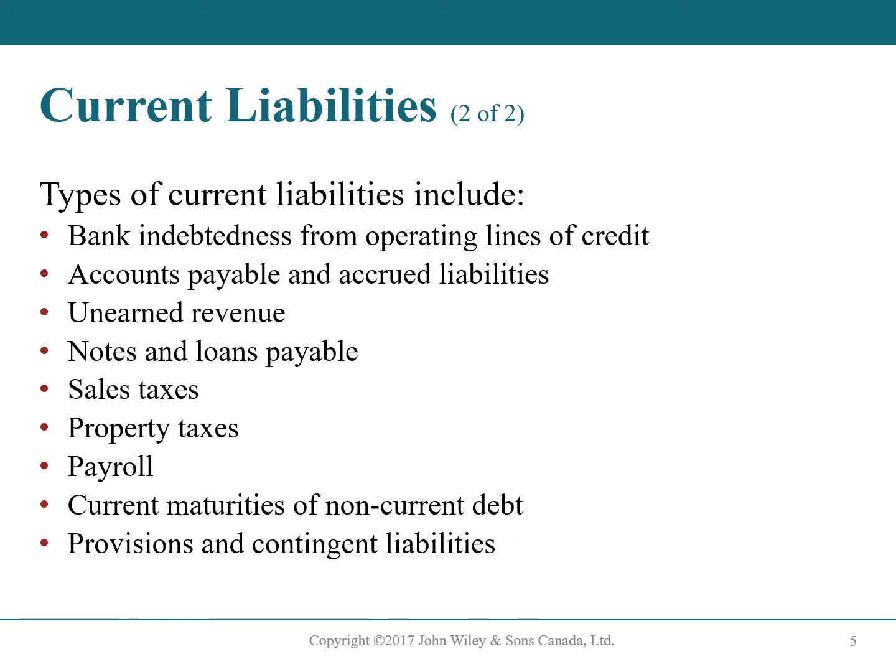Common types of current liabilities include bank indebtedness arising from operating lines of credit, accounts payable, accrued liabilities relating to income tax, salaries and interest, unearned revenue, notes, and the current portion of long-term liabilities. We have discussed entries for many of these liabilities in our previous chapters. So in this section, we will be discussing in more detail operating lines of credit, sales taxes, property taxes, payroll, notes payable, and current portions of long-term liabilities.